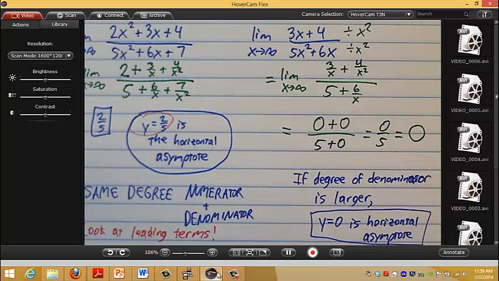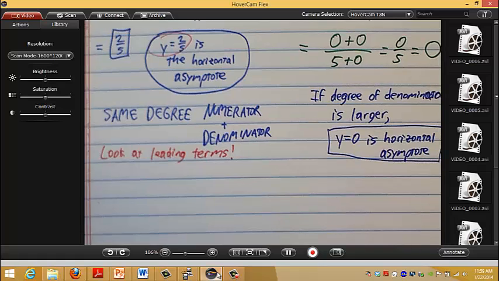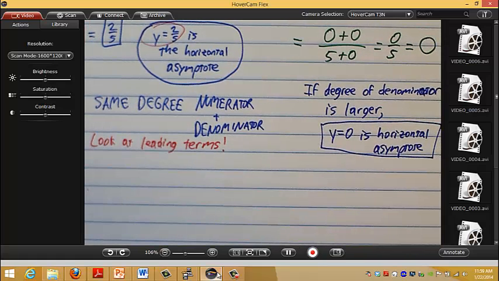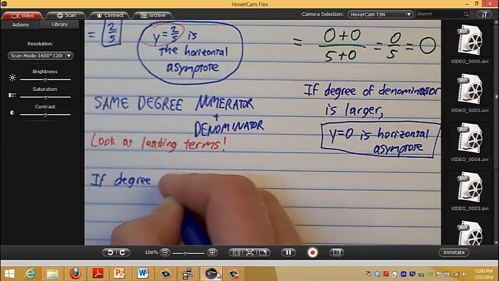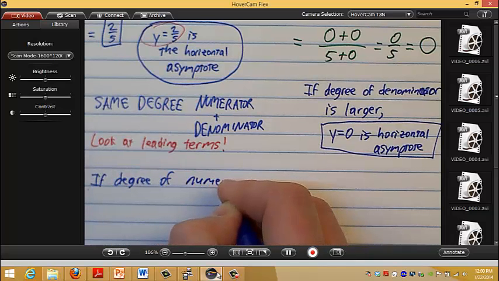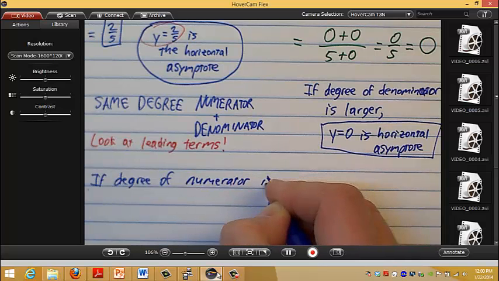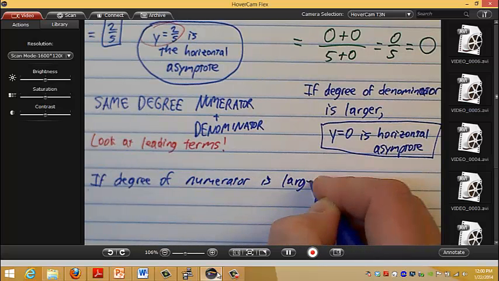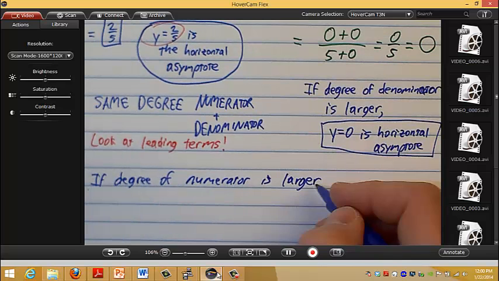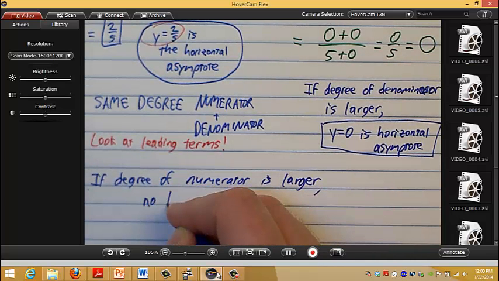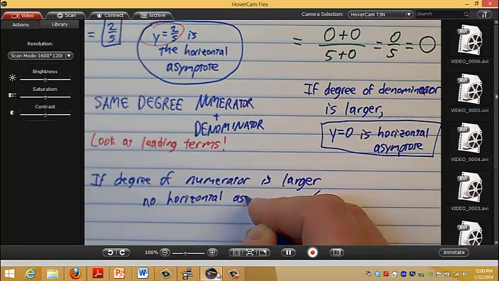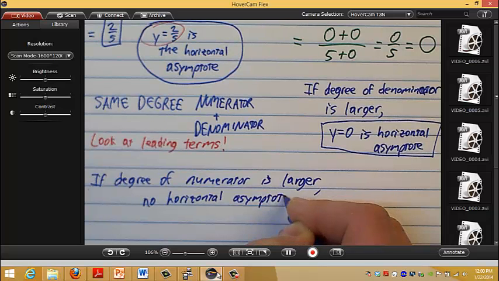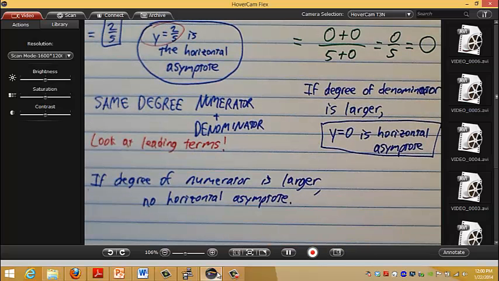And that's exactly what we got this time. And I guess the only other possibility would be if the degree of the numerator is larger, right? Well, if the degree of the numerator is larger, you don't get a horizontal asymptote. You could have vertical ones, but you're not going to get a horizontal one. And we'll see examples of that also. All right?